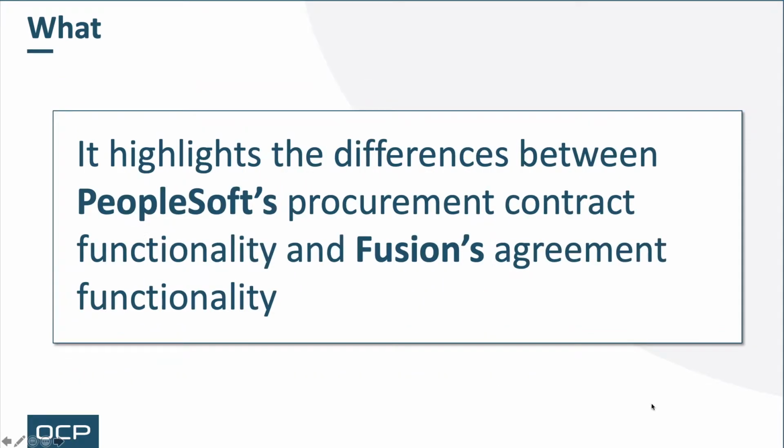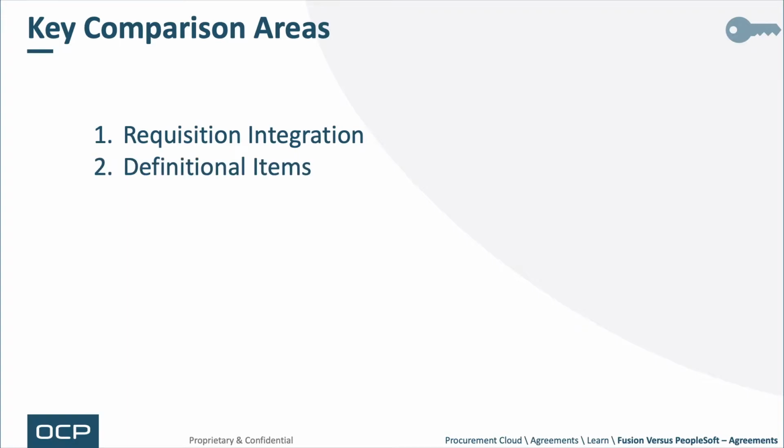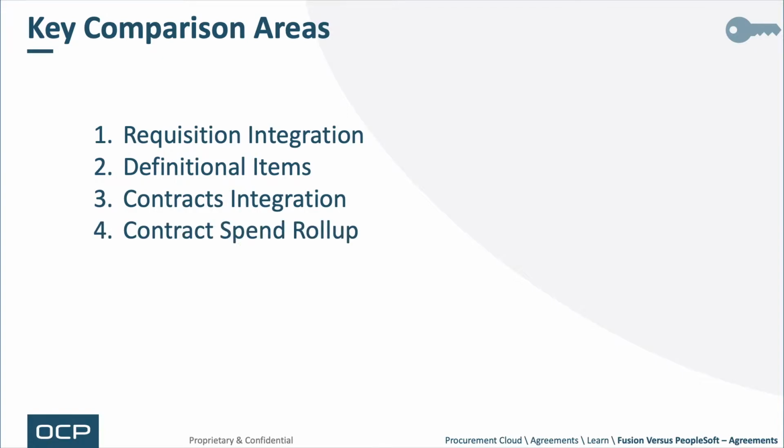Okay, so this video highlights the differences between PeopleSoft's procurement contract functionality and Fusion's agreement functionality. Key comparison areas are as follows. First, requisition integration. Next, definitional items. Third, contracts integration. Fourth, contract spend rollup. And fifth, what we'll call agreement controls.